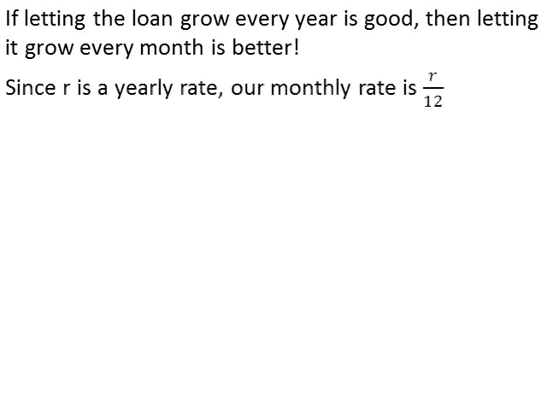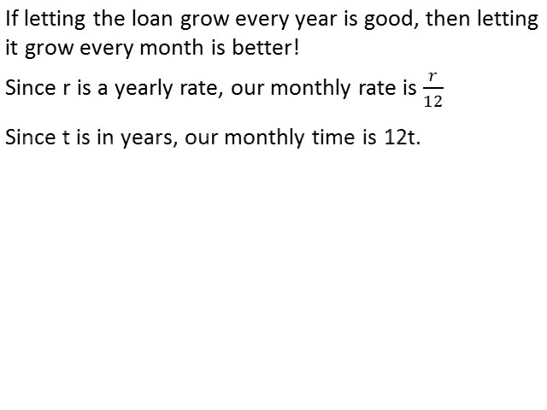So now we do that, but when we compound it every month, we have to do a couple of adjustments. Because R is a yearly rate, the monthly rate is we have to divide that rate by 12. So R divided by 12. And since time is measured in years, we have to adjust that to account for the number of months. The time is going to be 12t because there's 12 months in a year. So you multiply that number of years times 12, and that gives you a number of months.